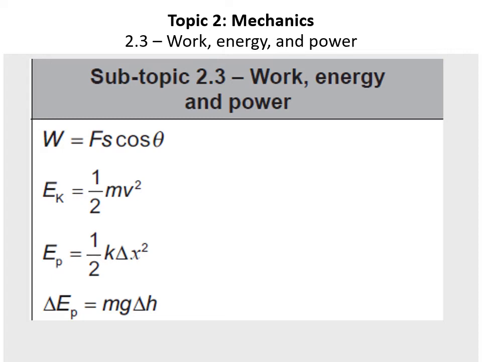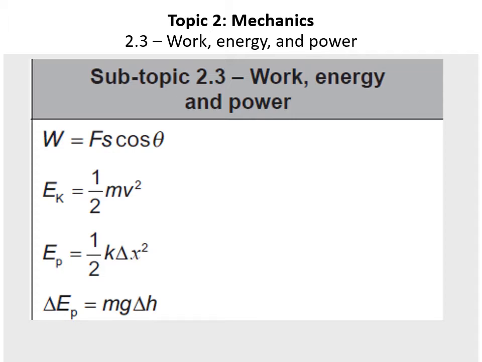All right, have your data booklet open to page 5. We're in subtopic 2.3, work, energy, and power, but today we're only going to focus on energy and work. Work, W, is equal to F S cosine theta, where F is the force, S is the displacement vector, and cosine theta is the angle between the force and the displacement.